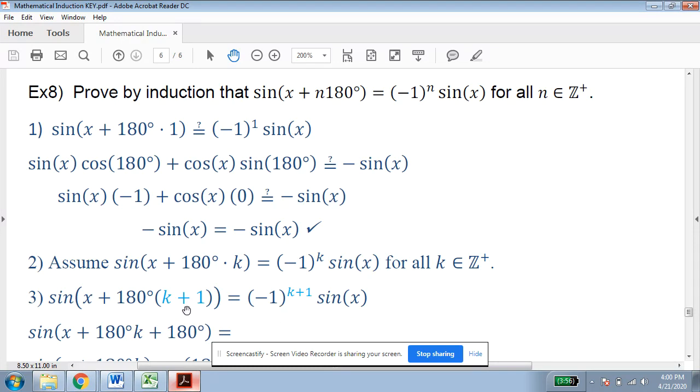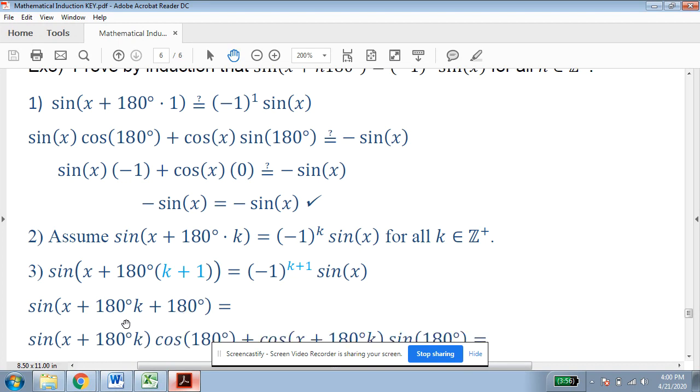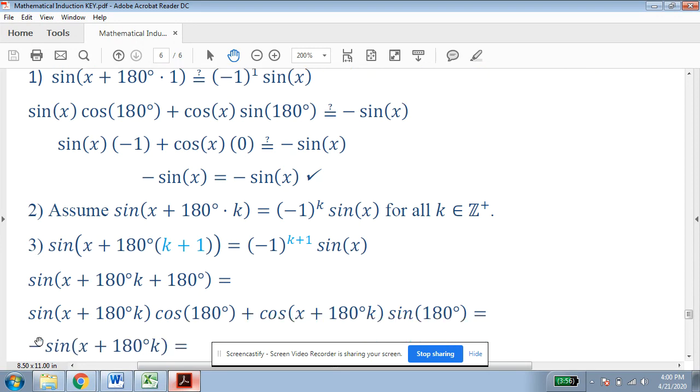First, 180 distributed into my k plus 1 gives me 180k plus 180, still inside my parentheses with my plus x. So I've got the sine of these three things added together. I'm going to use that same strategy that I used before with the sine of a sum. I'm going to group my x and my 180k, my x plus 180k, together as my first thing and leave this other 180 on its own as my second thing. So sine of the first times cosine of the second plus cosine of the first times sine of the second.